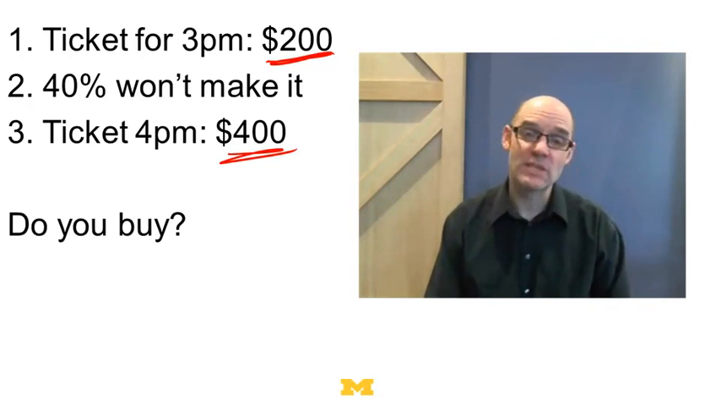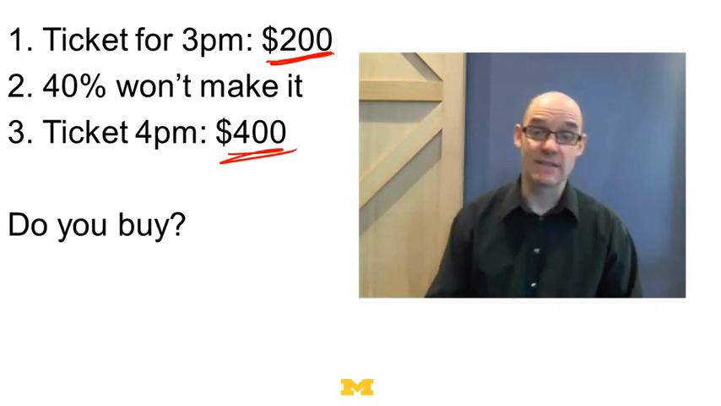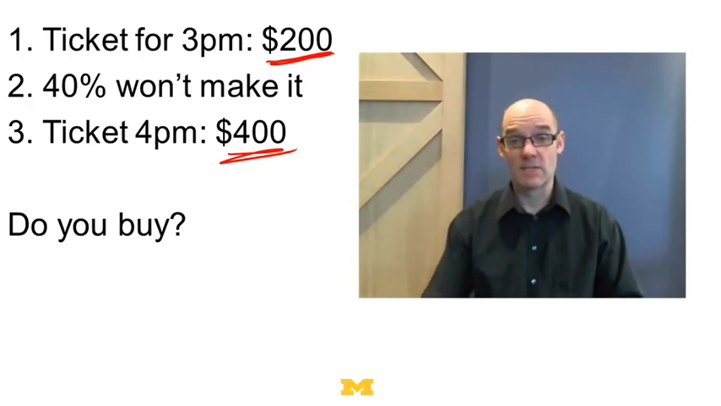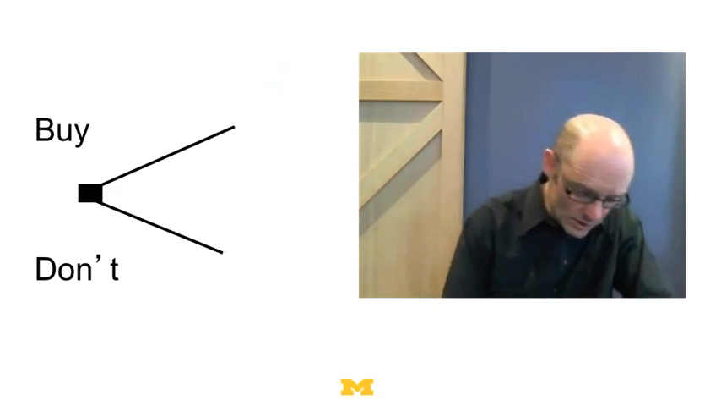Now, there's a 40% chance you're not going to make the train. So you're thinking, oh my gosh, should I buy the ticket or not, given there's a 40% chance I'm not going to make it? And if I don't make it, then I'm going to have to buy 2 tickets. I'm going to basically throw away the $200. Well, how do we make that sort of choice? Well, it's not very hard. What we can do is we can draw a decision tree.